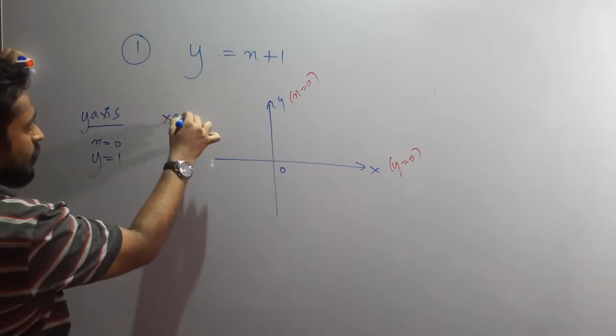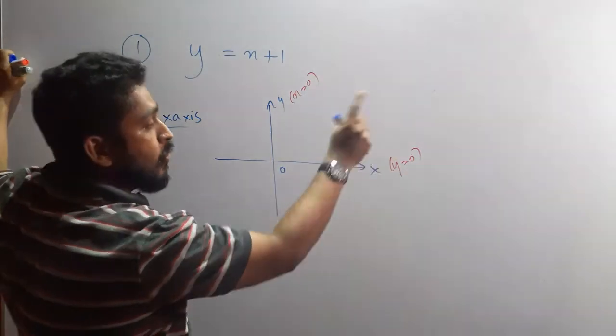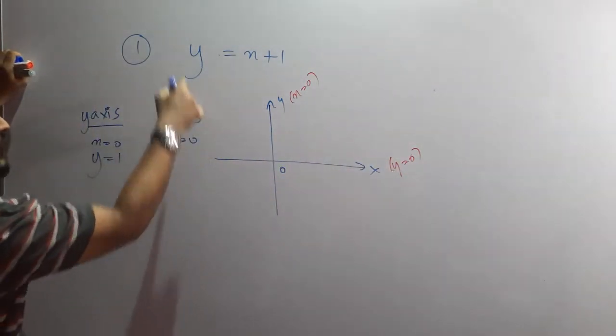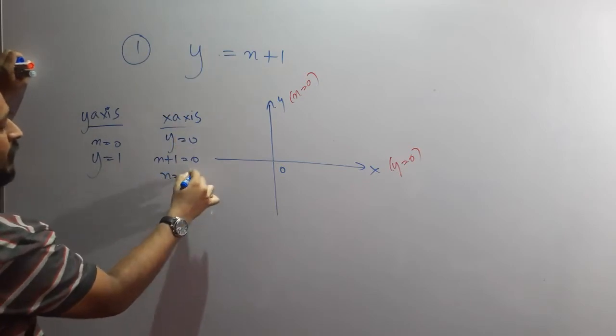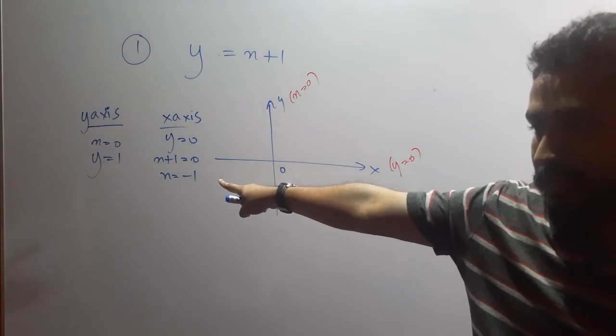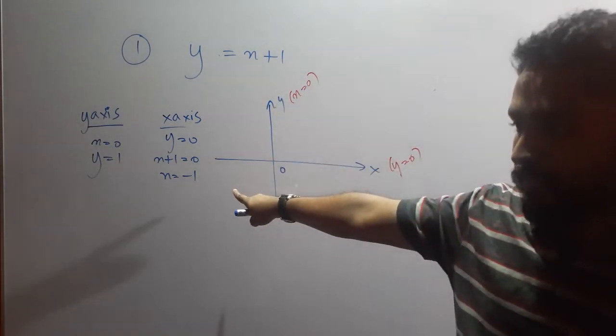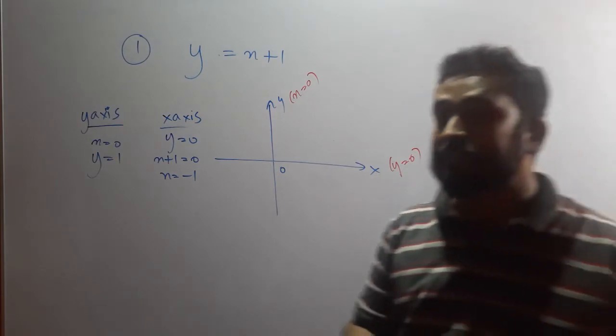Then what about the cutting point of x-axis? You have to substitute the mathematical name for that. Y equals 0. Y equals 0 means that x plus 1 equals 0, means that x equals minus 1. So what is the cutting point of y-axis? It is 1. And what is the cutting point of x-axis? It is minus 1. Now you need to make this sketch.